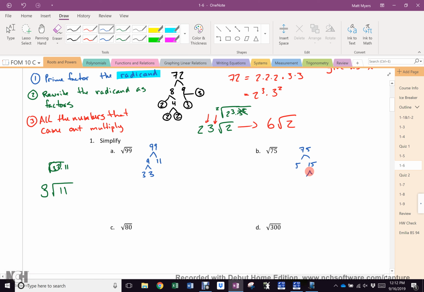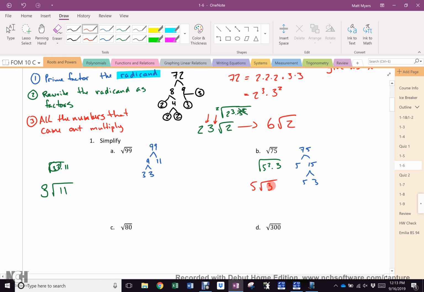15 can go smaller. To what? 5 and 3. So this is really what? The square root of 5 squared times 3, right? Is there a pair there? The 5. So I bring out the 5, and what did I leave under there? Thank you, Braden. Bonus points. I left the 3. Is everybody cool?